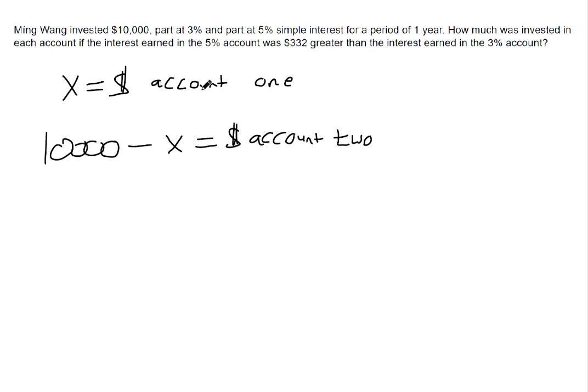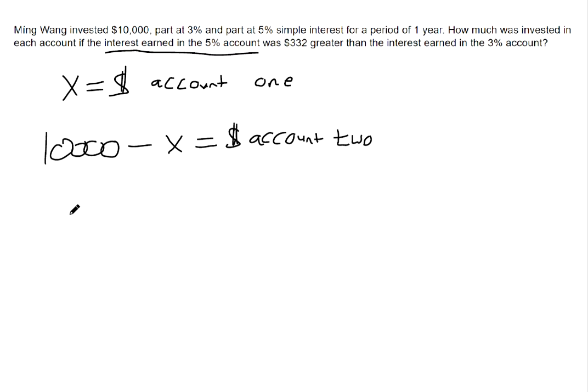Okay, so that is kind of wordy. It's a tough one. The interest earned in the 5% account. Let's just look at these words and not move on for a second. How do we write something to express the interest earned in the 5% account? Well, the interest that you earn is a percent times the amount of money you've got in there, right?